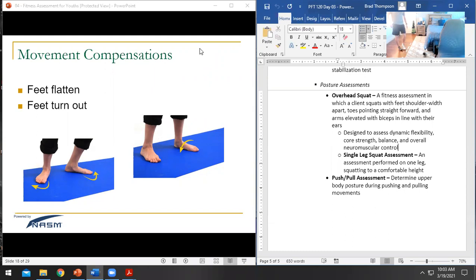If I take my shoes off, you can even see it a little bit better. So if I go here and I flatten down like that, versus when they are in a normal position like this, that's what we're looking for. We want a nice even distribution of the foot.